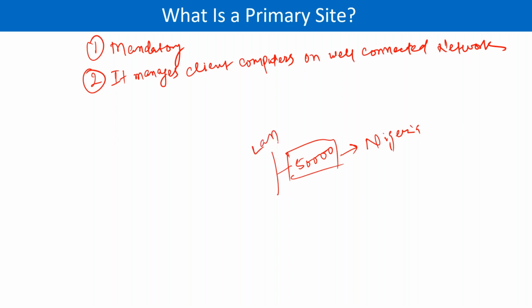We will have a network there, network cable. All these machines are connected to that network. So we will install one primary site there to manage all these 50,000 devices, because all the machines are in the same location, connected on the same LAN network. So we'll install one single primary site to do the management of these 50,000 devices. Understood?